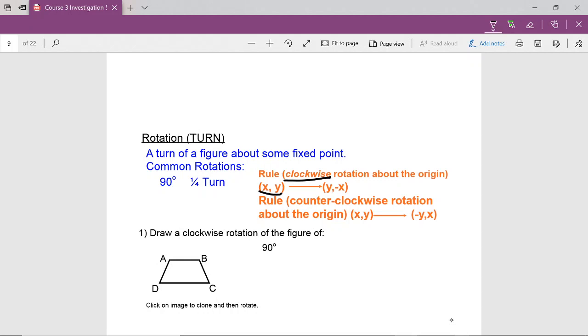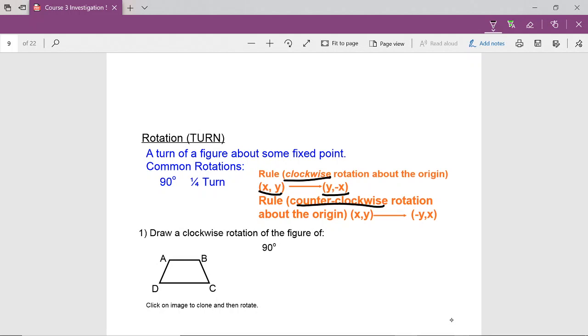(x, y) becoming (y, -x). So they swapped positions, and my second part of the coordinate has become negative. For counterclockwise, we still flip them, but now my first part of the coordinate is its opposite.